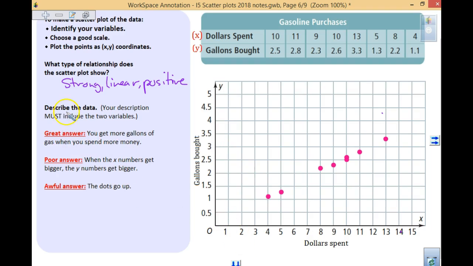The second part says describe your data. So I gave you some different options. Great answer: you get more gallons of gas when you spend more money. The more money you spend, the more gallons you get. Poor answer: when the X number gets bigger, the Y number gets bigger. You're just telling me about the X and Y. You're not telling me about the gallons. Awful answer: the dots go up. There are dots. That would be another two.